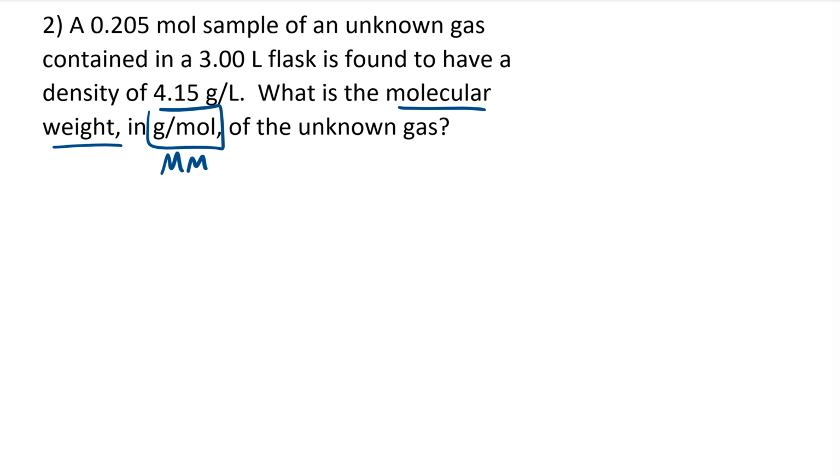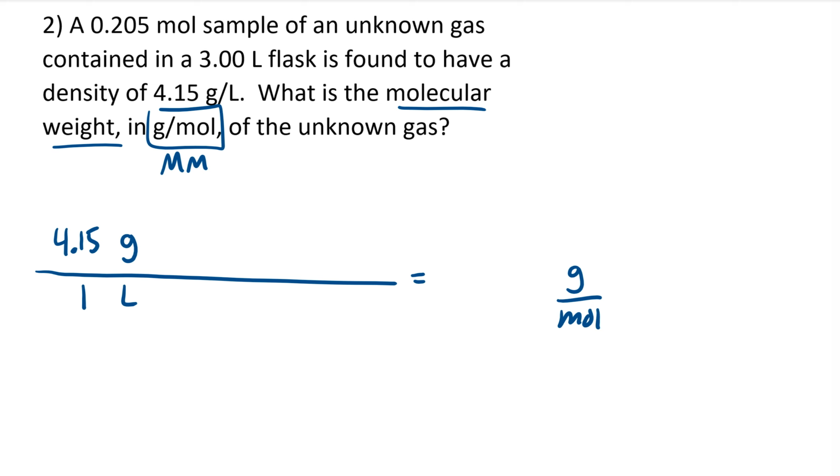So we have to use the information given to me. It looks harder than what it actually is. We know that the density is 4.15 grams per liter. I'm going to use that as my starting point, and I'm going to rewrite it as 4.15 grams over 1 liter. I know I need to turn this into an answer in grams per mole, because I want the molecular weight. This is going to be my answer here.